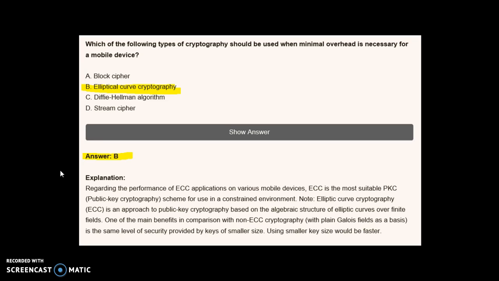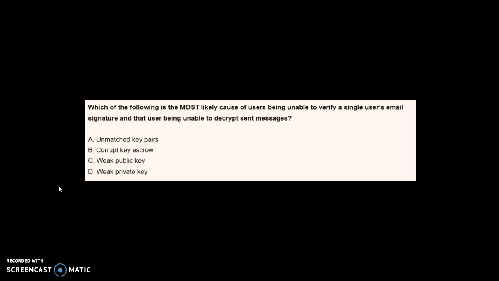Elliptic curve cryptography is an approach to public key cryptography based on the algebraic structure of elliptic curves over finite fields. One of the main benefits in comparison with non-EC cryptography with plain Galois fields is the same level of security provided by keys of smaller size. Using a smaller key size would be faster.